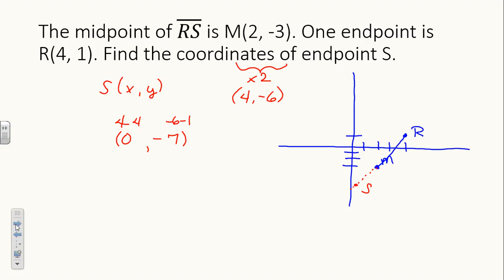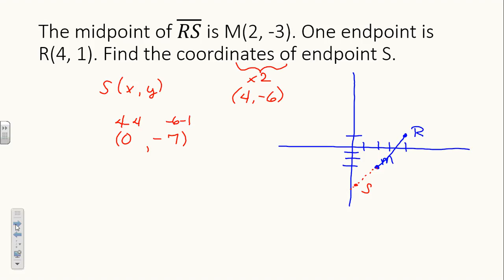So before, we added the numbers up and divided by 2, right? So when we have a midpoint, we're going to multiply that by 2 and then subtract off the original point. Does that make sense? So if you don't want to memorize a formula, just know that they work backwards, don't they? Double the midpoint and then subtract away the endpoint to get the other endpoint.